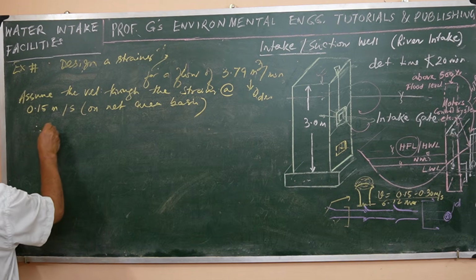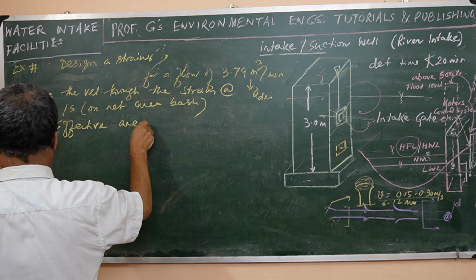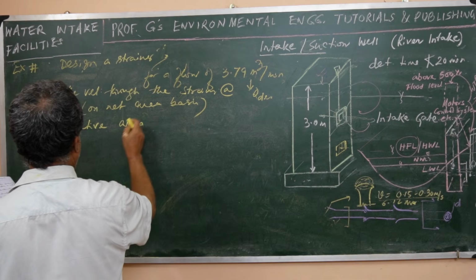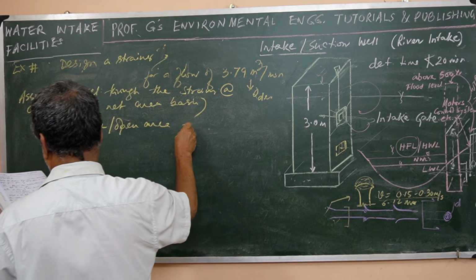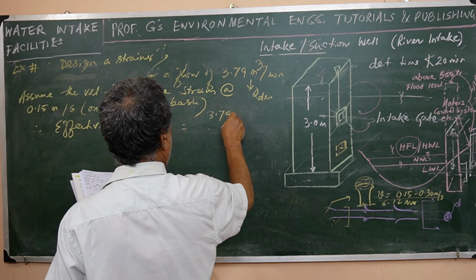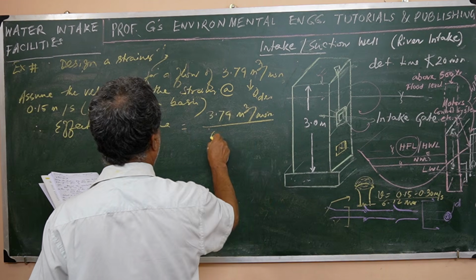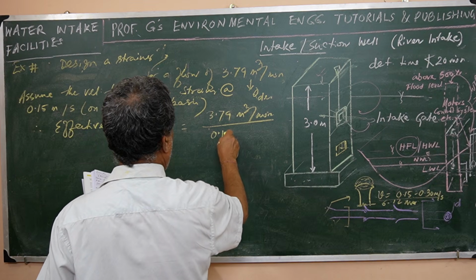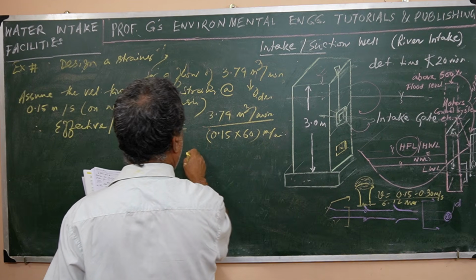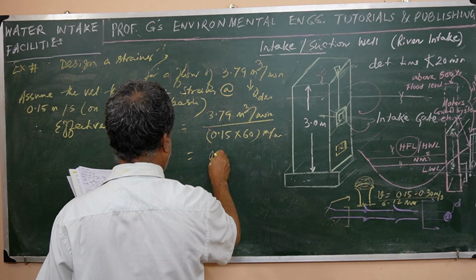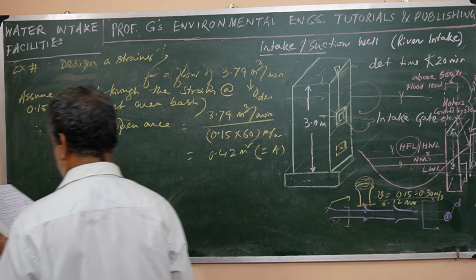So the effective open area will be 3.79. This is just a matter of calculation only, right? So 0.15 we have assumed, again multiplying by 60 to make it meter per minute. So this will be 0.42 meter square. Say this is equal to A, right?